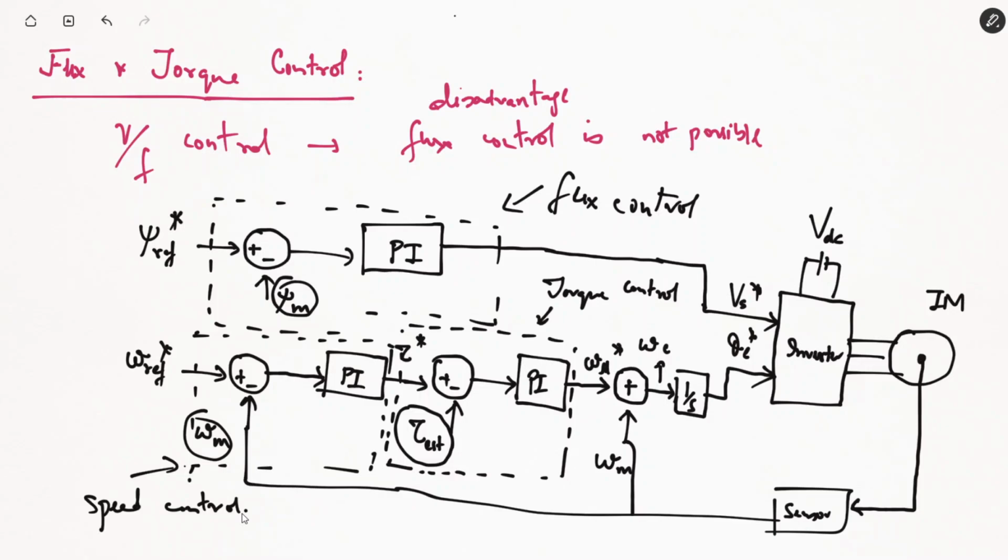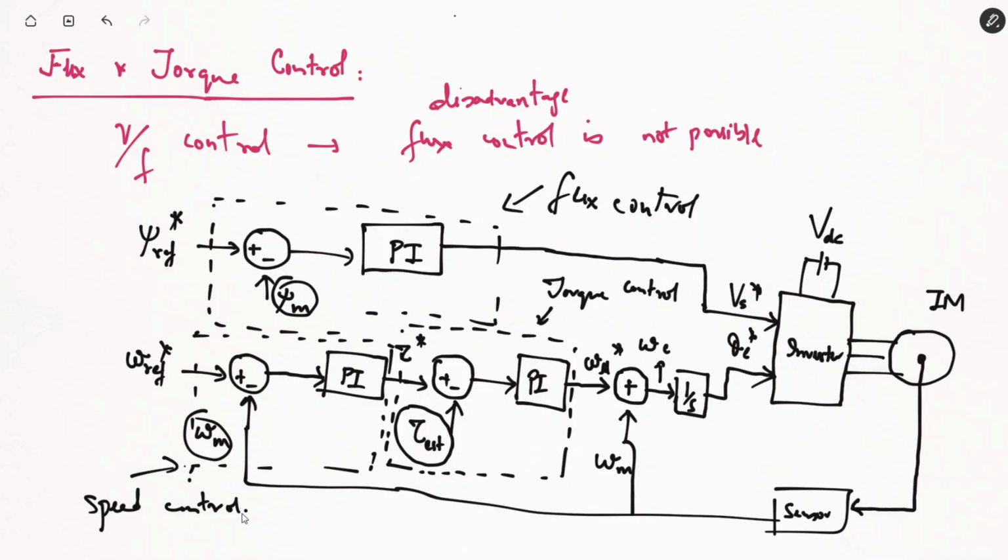But in this case, in the flux and torque control, in which we are trying to control both the flux as well as the torque of the induction machine, we are separately controlling the flux of the induction machine. We are having two different loops. One loop is controlling the flux of the induction machine. Another loop is controlling the torque of the induction machine. Fine. So using this strategy, we can control the flux as well as the torque of the induction machine. That is the advantage associated with this control scheme.